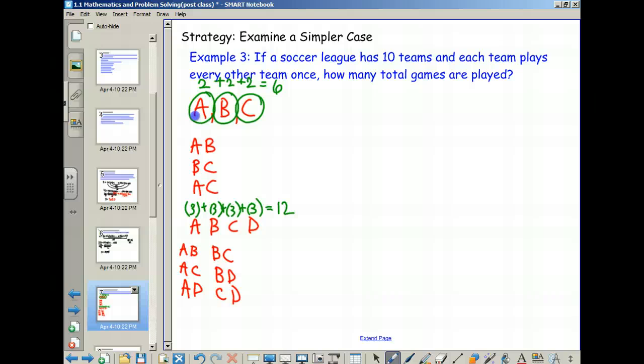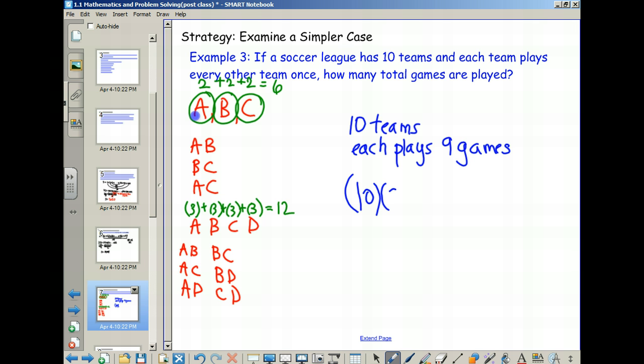So if we have 10 teams, how many games does each individual team play? They play 9 games. So one might think that we should do 10 times 9, right? That would be the same idea here as saying 3 times 2, or here is saying 4 times 3, right? But it is a 10 times 9. What is it?